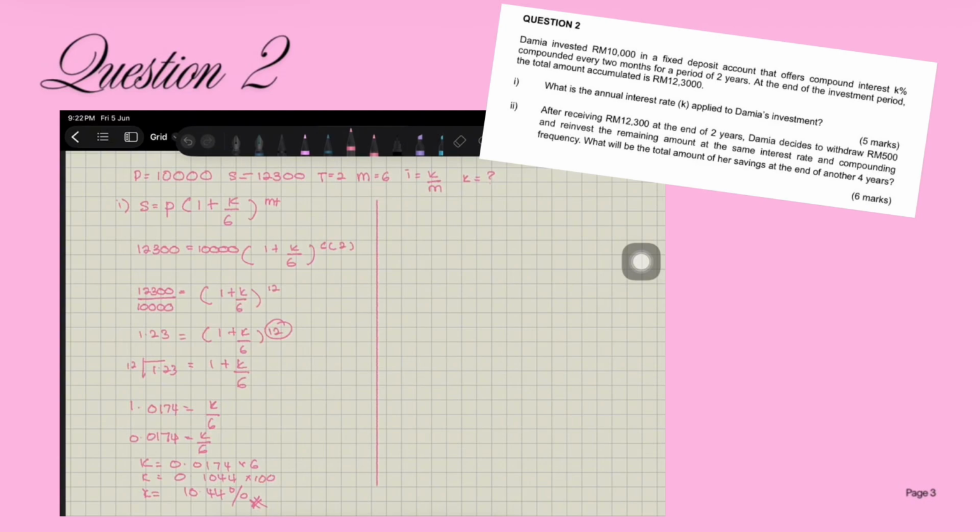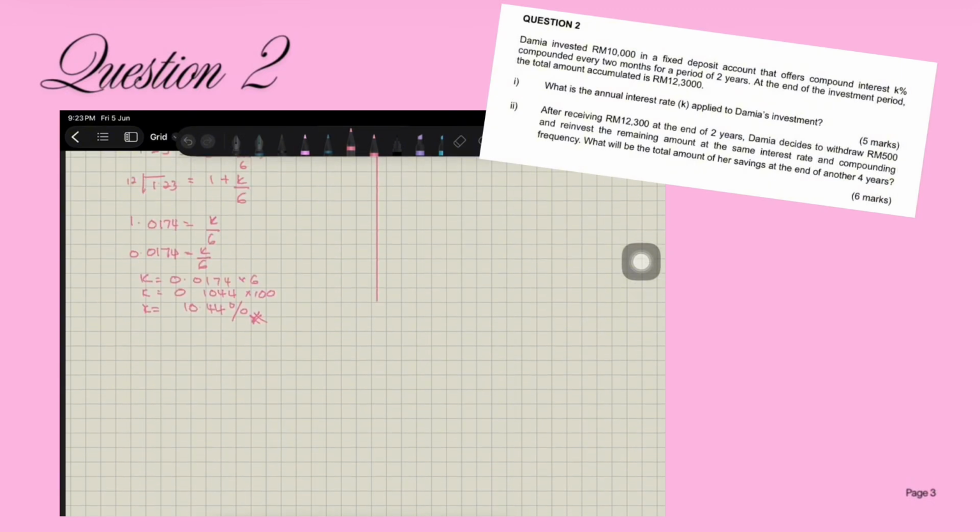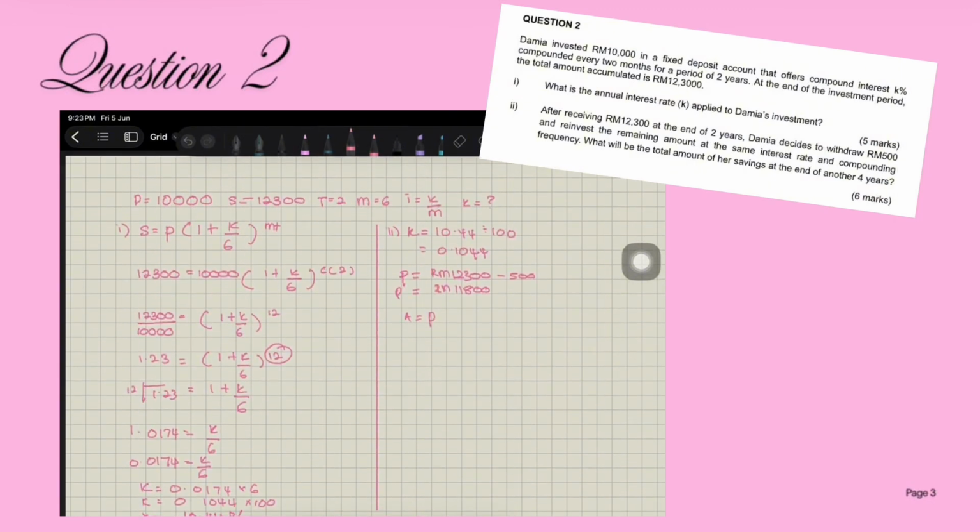Moving on to the second part, we take the annual interest rate we just found, 10.44%, and apply it to a new scenario. Here, the accumulated amount from the first investment is reduced by a withdrawal of 500 ringgit. This leaves us with a new starting principal P of 11,800 ringgit. We must use the formula for part 2.